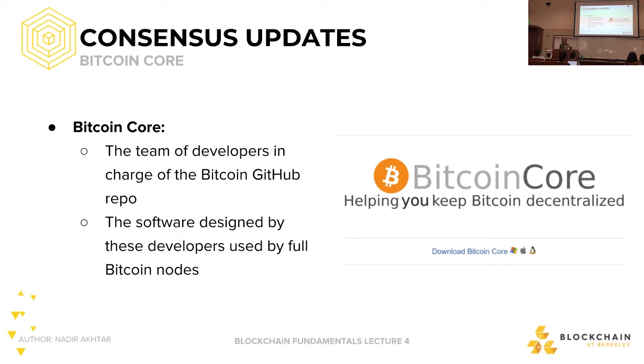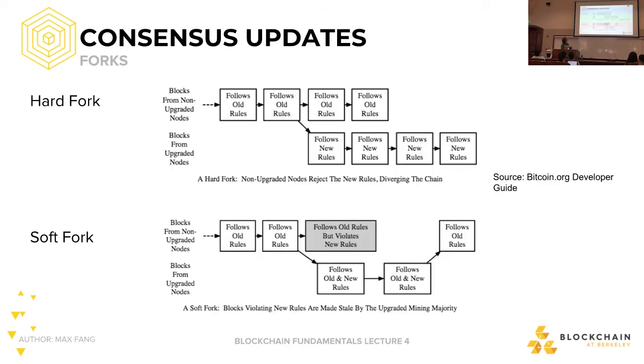And the software is used for full nodes and mining, essentially. And it brings me to the two ways that the blockchain protocols can be updated for Bitcoin. There's what are called hard forks and what are called soft forks.